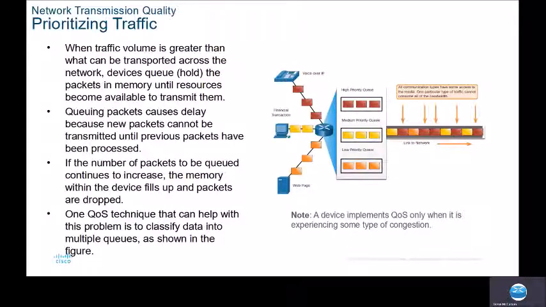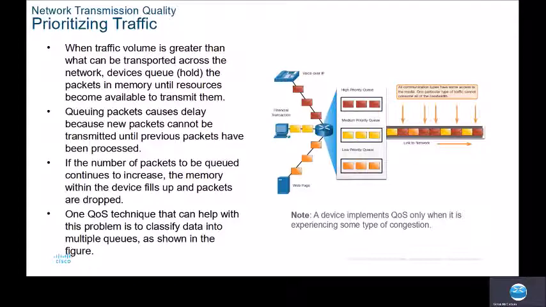When traffic volume is greater than what can be transported across a network, devices queue or hold the packets in memory until resources become available to transmit them. Queuing packets causes delays because new packets cannot be transmitted until previous packets have been processed. And the number of packets to be queued continues to increase. The memory within the device fills up and packets are dropped.